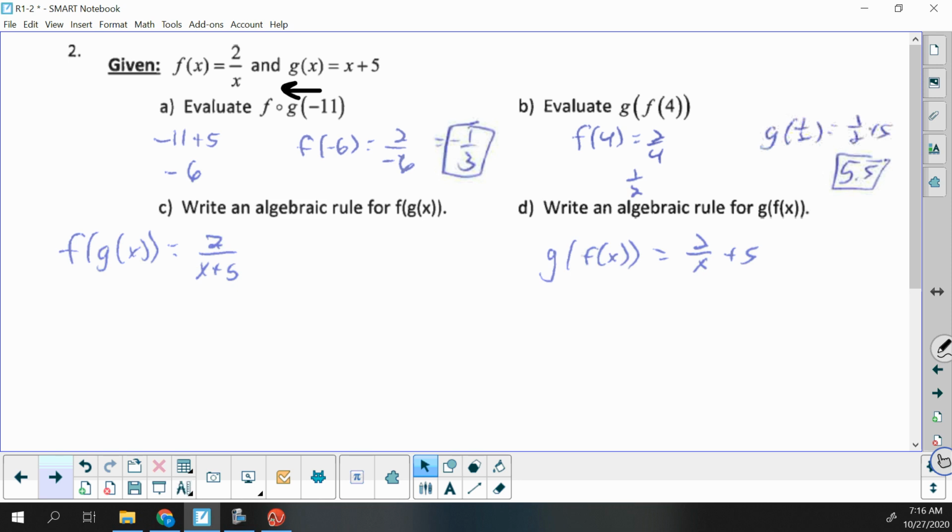And then algebraically, g of x is on the inside, so we're going to put g of x's entire expression in for x in the f equation. So you have 2 over x plus 5. And then we're reverse in d, so we'll put f of x, which is 2 over x, in for x in the g equation. So 2 over x plus 5.